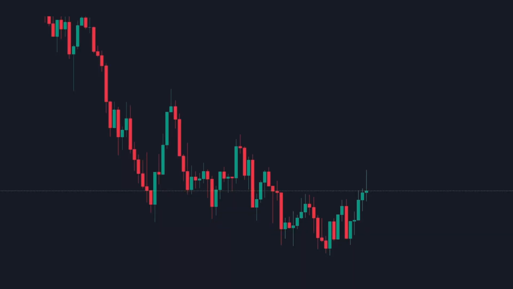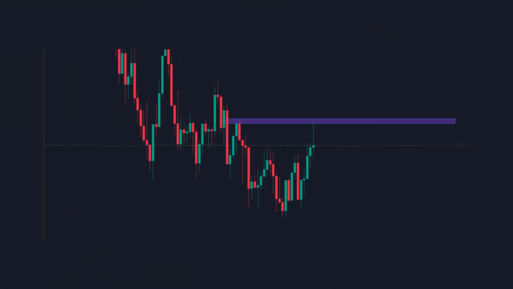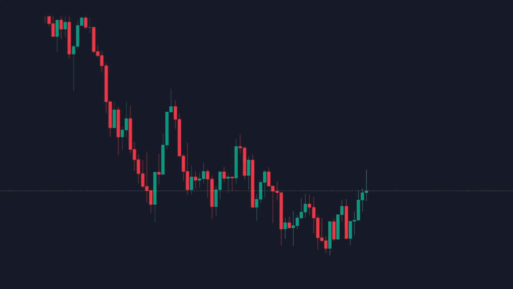I knew exactly where gold was going to reverse before it happened. And when price hit this tiny zone right here, the entire move played out exactly as planned. Let me show you how I found it.